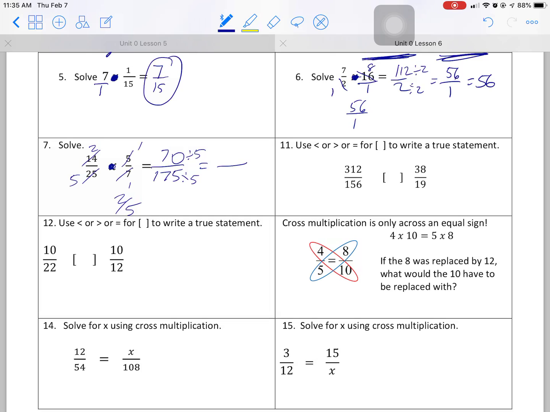70 divided by 5 is 14. 175 divided by 5 is 35. And then divide them both by 7. And then you'll get the 2 over 5. Okay? All right. Let's see. 312 divided by 156 is a 2. 38 divided by 19 is a 2. So that's an equal. That's just an easy way to do that.